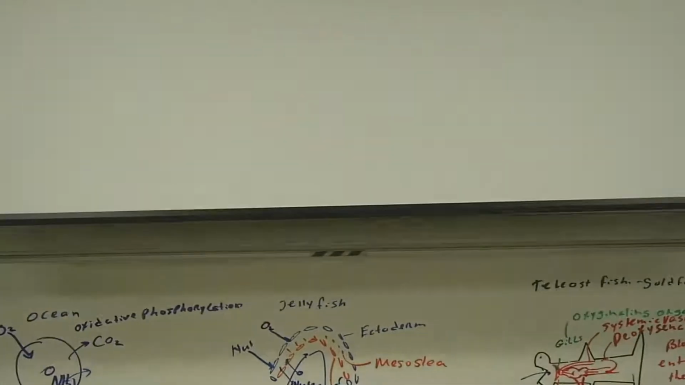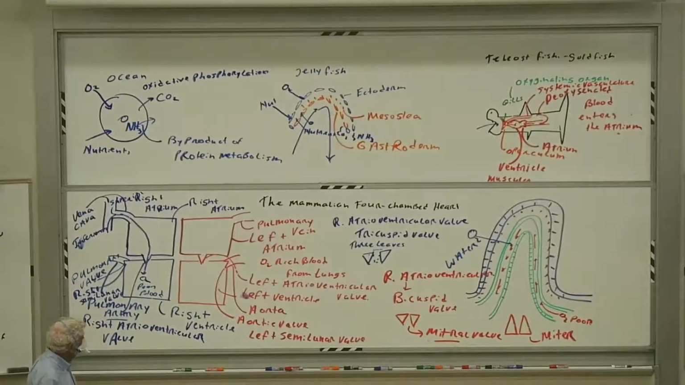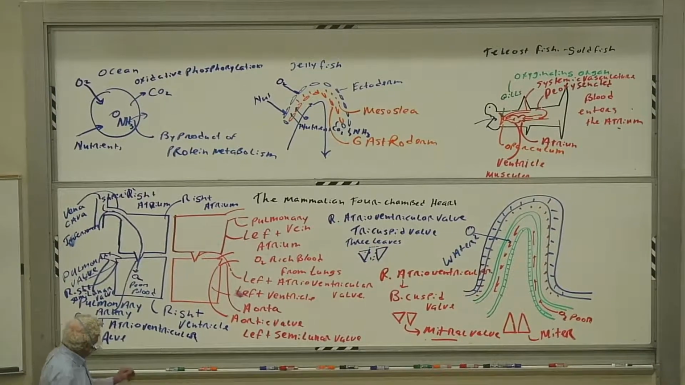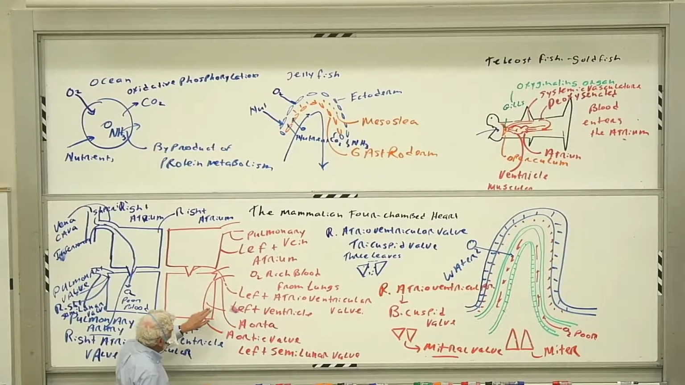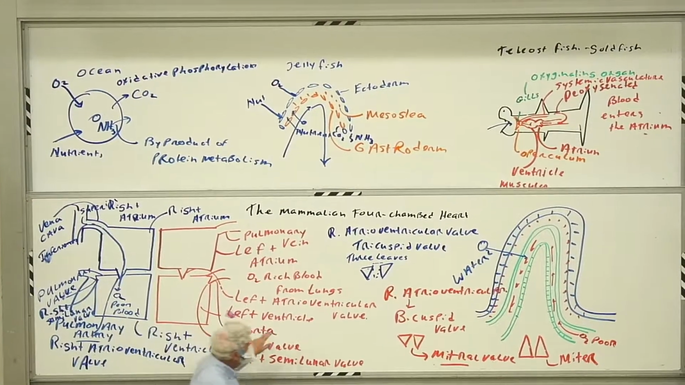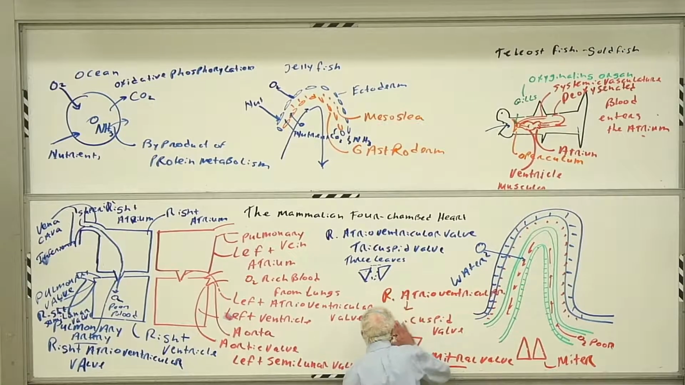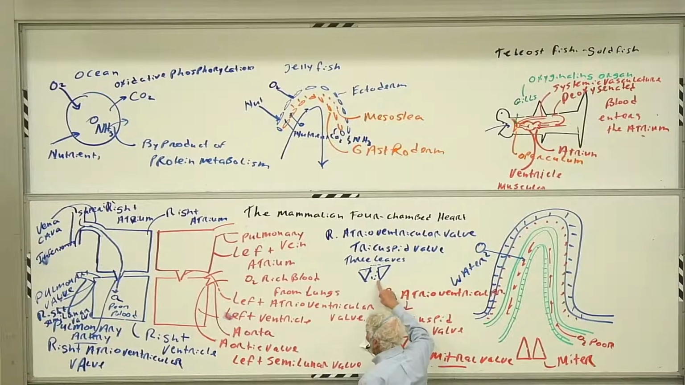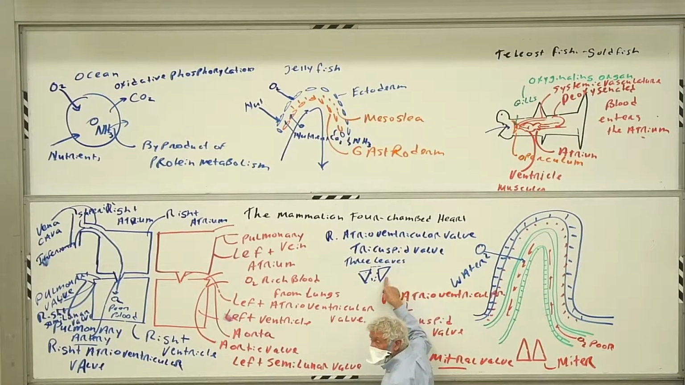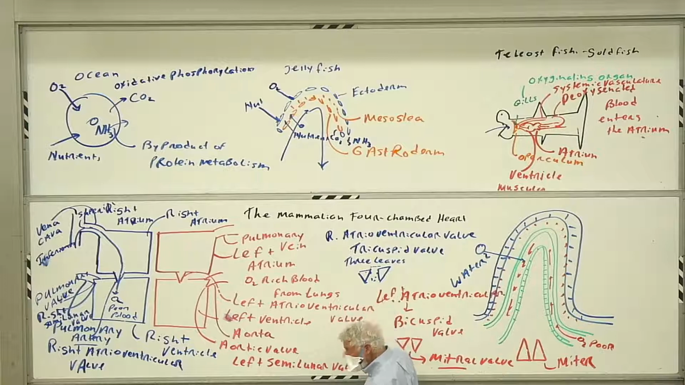Any questions so far? Yes? Should that be the left atrioventricular? This should be the left atrioventricular valve. Oh, thank you. This is the tricuspid. This is going to be the right atrioventricular valve. And I did misspeak, this bicuspid valve should be the left atrioventricular valve. Thanks. That's right. Didn't mean to confuse you.